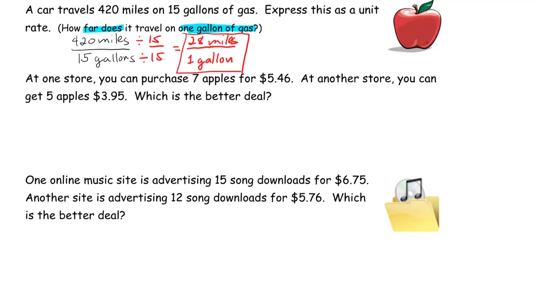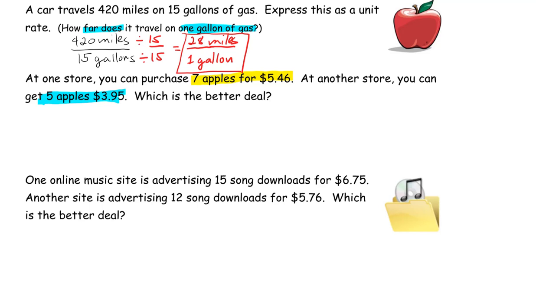So at one store, you can purchase 7 apples for $5.46. At another store, you can get 5 apples for $3.95. Which is the better deal? Again, value for your money.